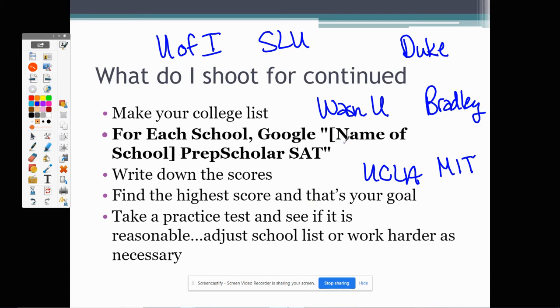If you're dead set on getting into one of these schools, you definitely need to do this. What you could do is Google the name of your school and then Prep Scholar SAT. So let's do, which one do you want to do? Duke? Because I said that.